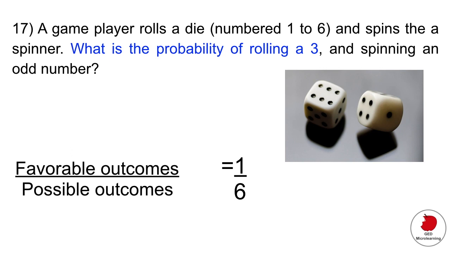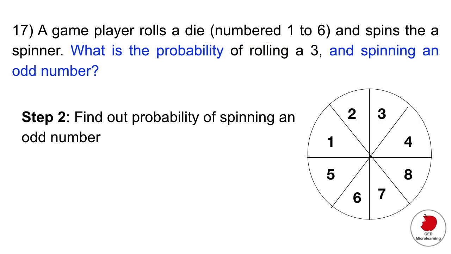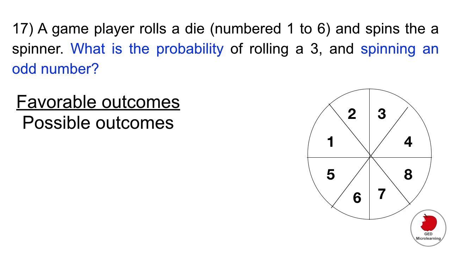So in a die, it has 6 sides, right? So the possible outcomes are 6. And the favorable outcomes for rolling a 3 are 1. You can only roll a 3 once. Okay, so that's the first one. Then we want to find out the probability of spinning an odd number. So again, we use that formula. You can see that there are 8 possible outcomes in the spinner, and there are 4 odd numbers. So that would be 4/8 or 1/2.